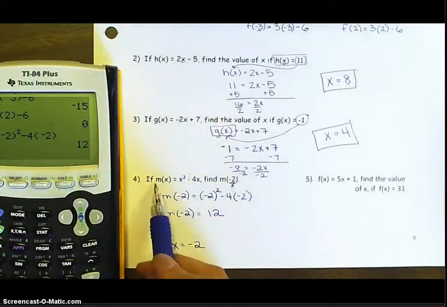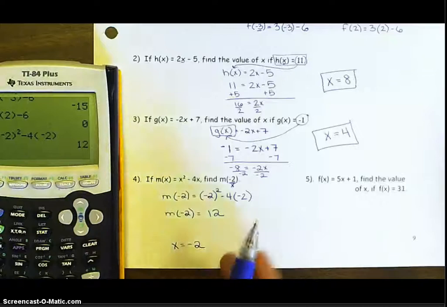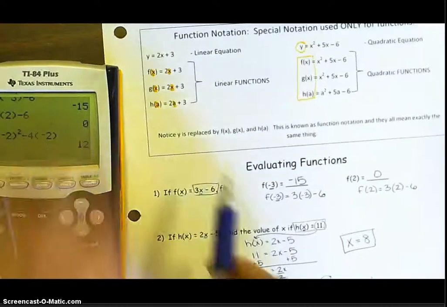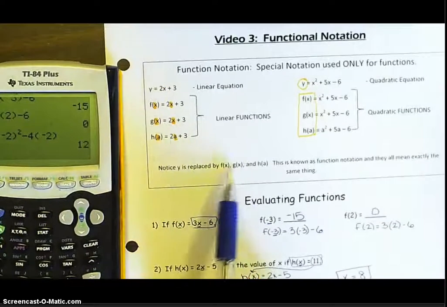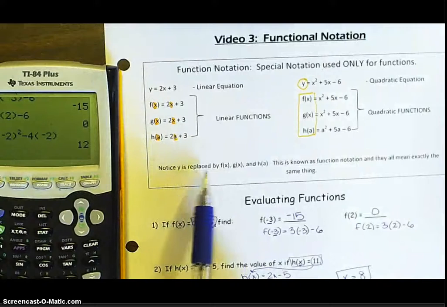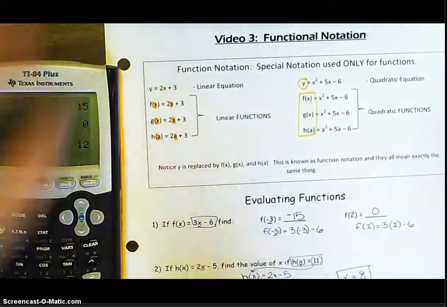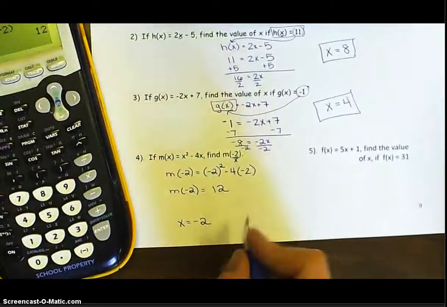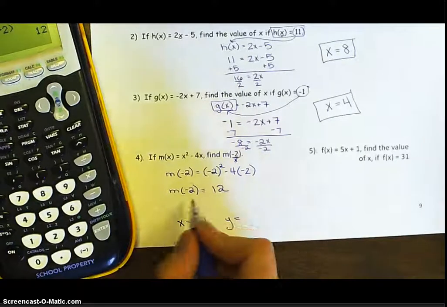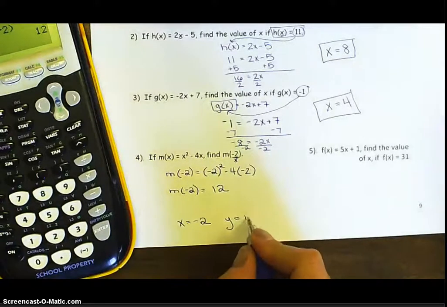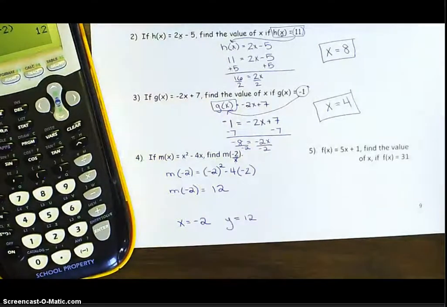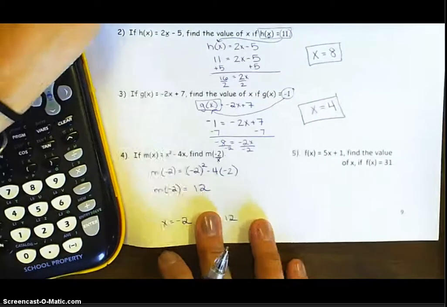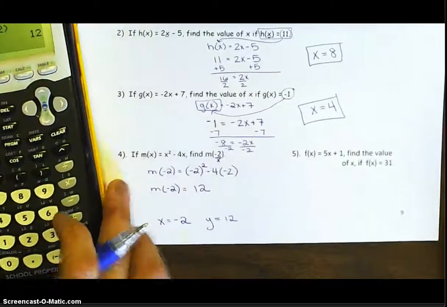Now remember, m of x is a fancy way of writing y. So m of x, or whatever letter, notice the y is replaced. So f of x, g of x, in this case m of x, is just a fancy way of writing y. So my y is equal to 12. Okay, and that's all that functional notation means. All right, let's go ahead and try number 5 now.